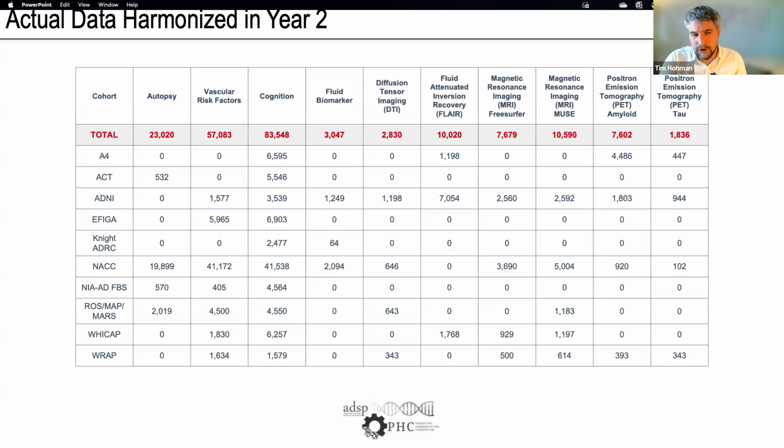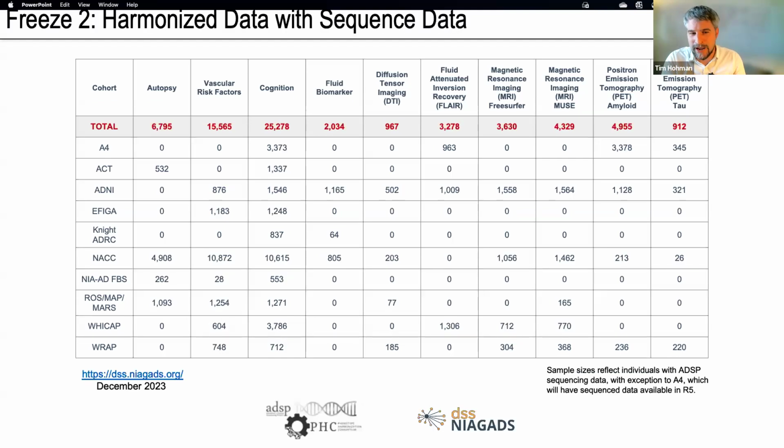And then from that overall set, these are the participants that were actually uploaded to NIGADS for use in the Alzheimer's Disease Sequencing Project. So on NIGADS, on dss.niagads.org, you can log in and access data from these 25,000 participants that have whole genome sequencing and also have these phenotypes.